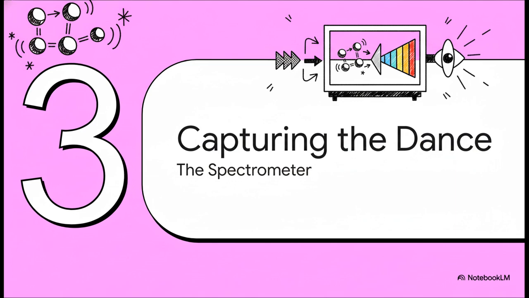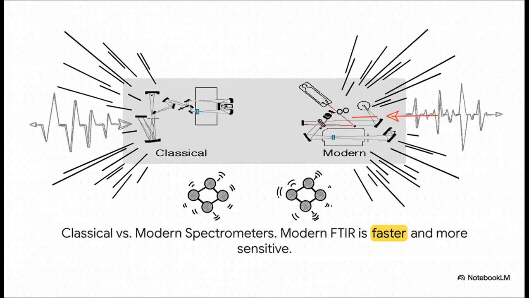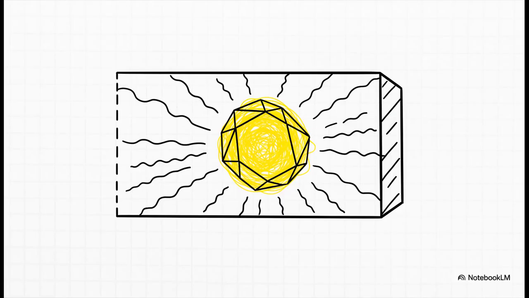Okay, so we know every molecule has its own unique dance moves. But how in the world do we actually see this? How do we record the performance? Well, for that, you need a special kind of camera. It's called a spectrometer. And wow, has the technology come a long way. Today's instruments, they're called Fourier Transform Infrared Spectrometers, or just FTIR for short. They are just incredibly fast and ridiculously sensitive. I mean, they can capture the entire dance routine of a molecule almost instantly. The secret to all that power? It's a really brilliant piece of engineering right at the heart of the machine. It's called a Michelson interferometer.